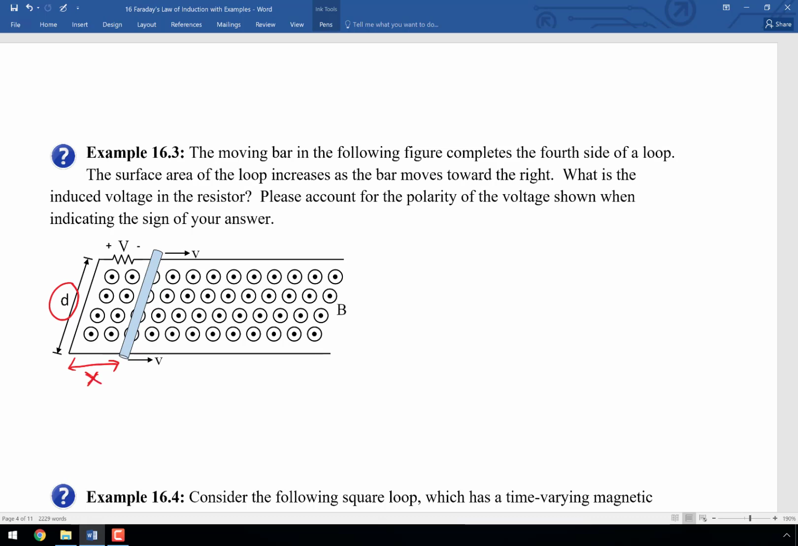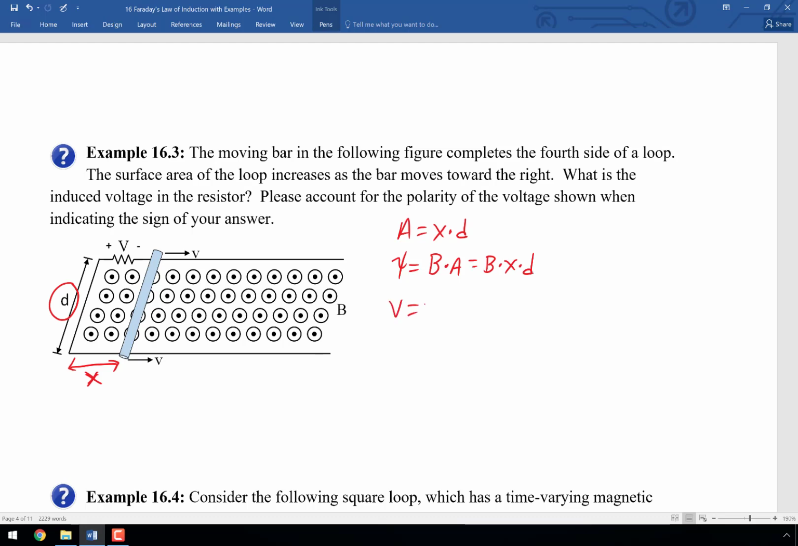So we have d and an x. So the area is equal to x times d. And psi, in this case, because the magnetic flux density is perpendicular to the loop, and because the direction of the loop and the direction of the magnetic flux density are not changing, we can just say that this is B times A, and that is B times x times d.